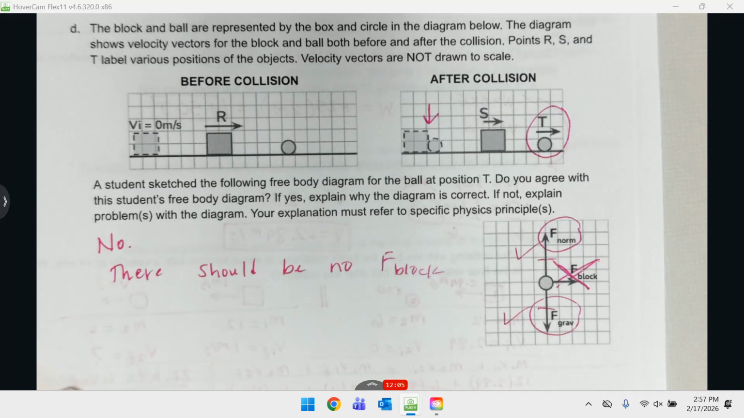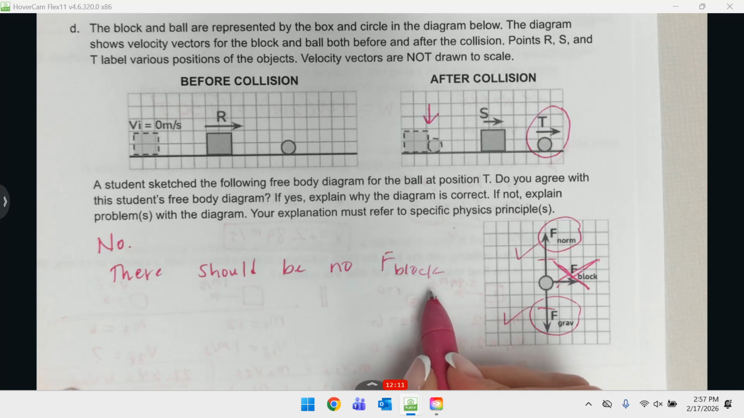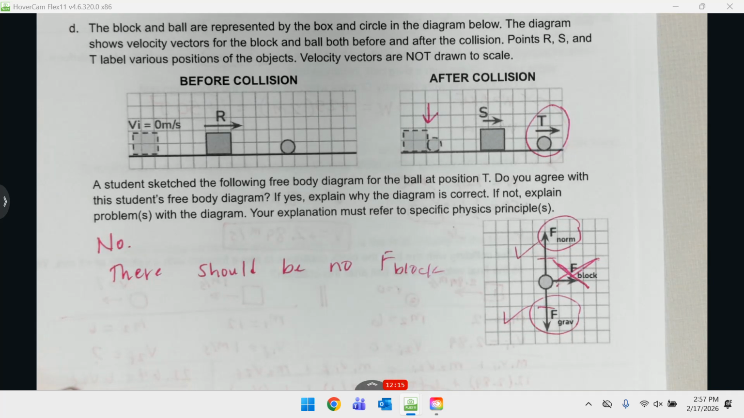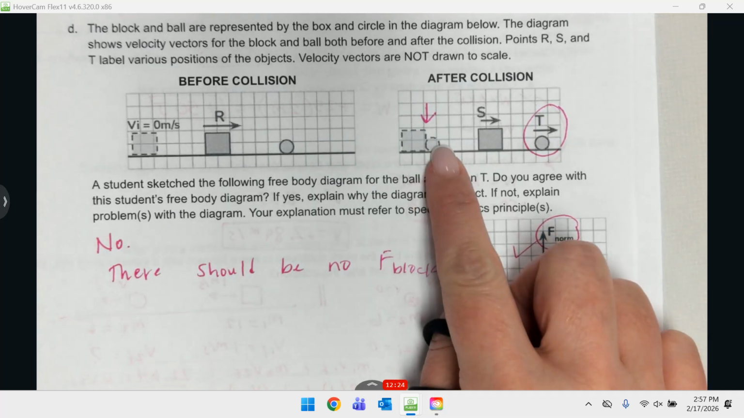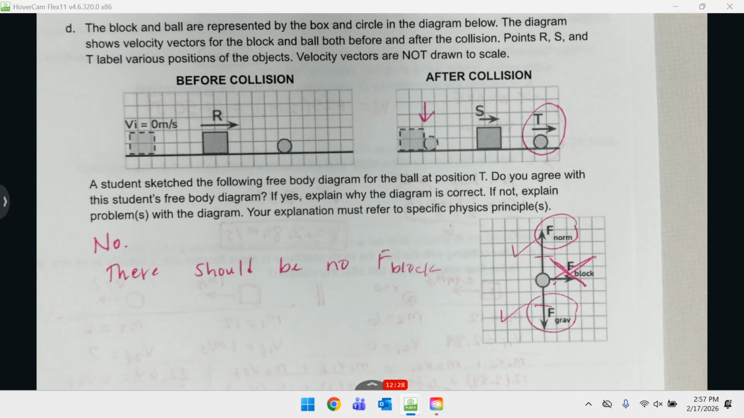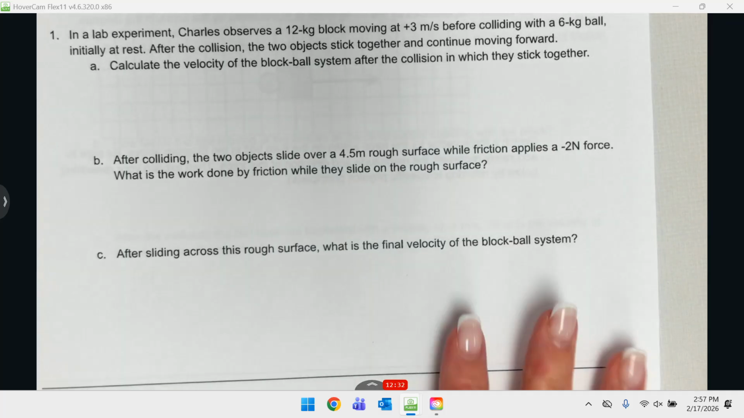No force from the block after the collision. So you can say F block only occurs during the collision, something like that. But that is your answer to part D. You should disagree with it, and that force should only be applied during the collision. By the way, the force that the block applies to the ball and the force that the ball applies to the block should be equal and opposite to each other. You could mention that too. That's Newton's third law.